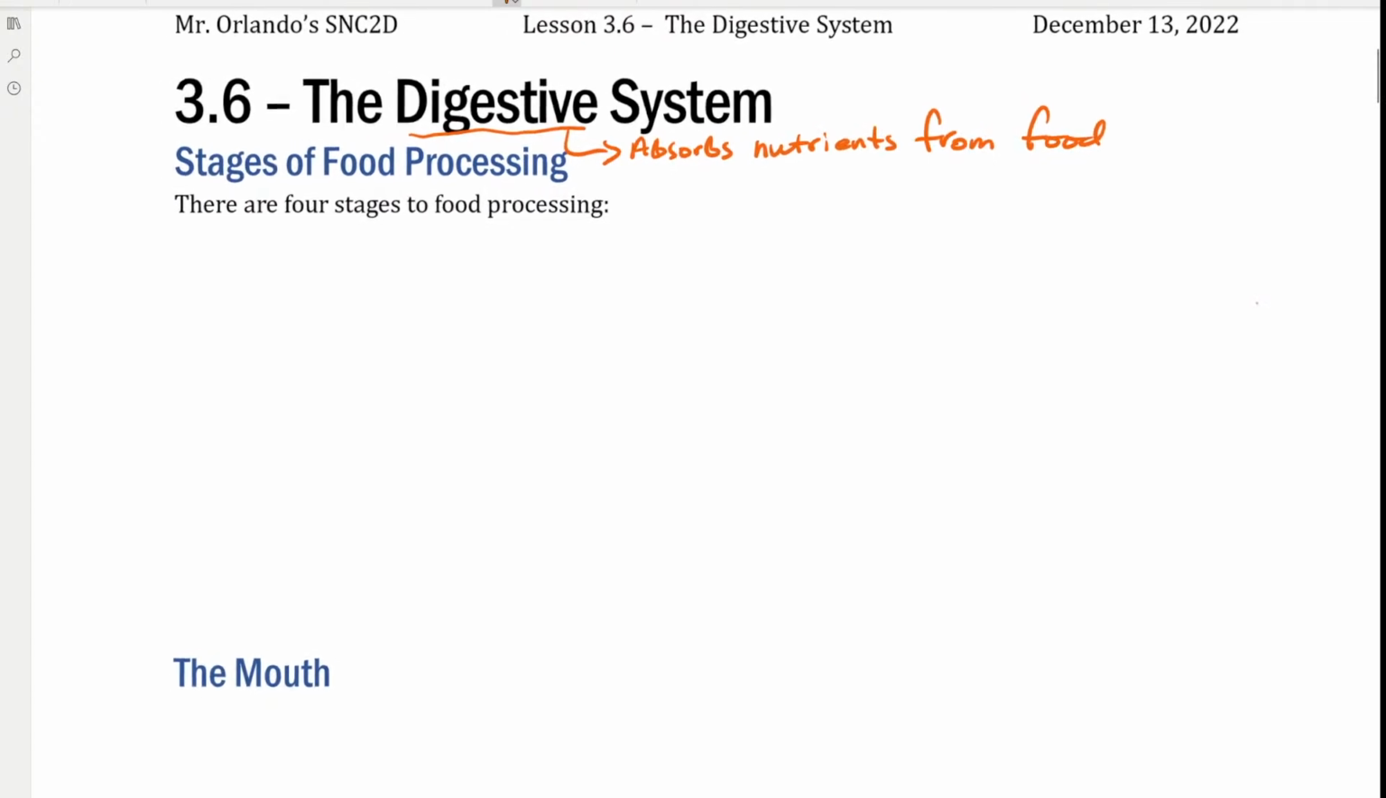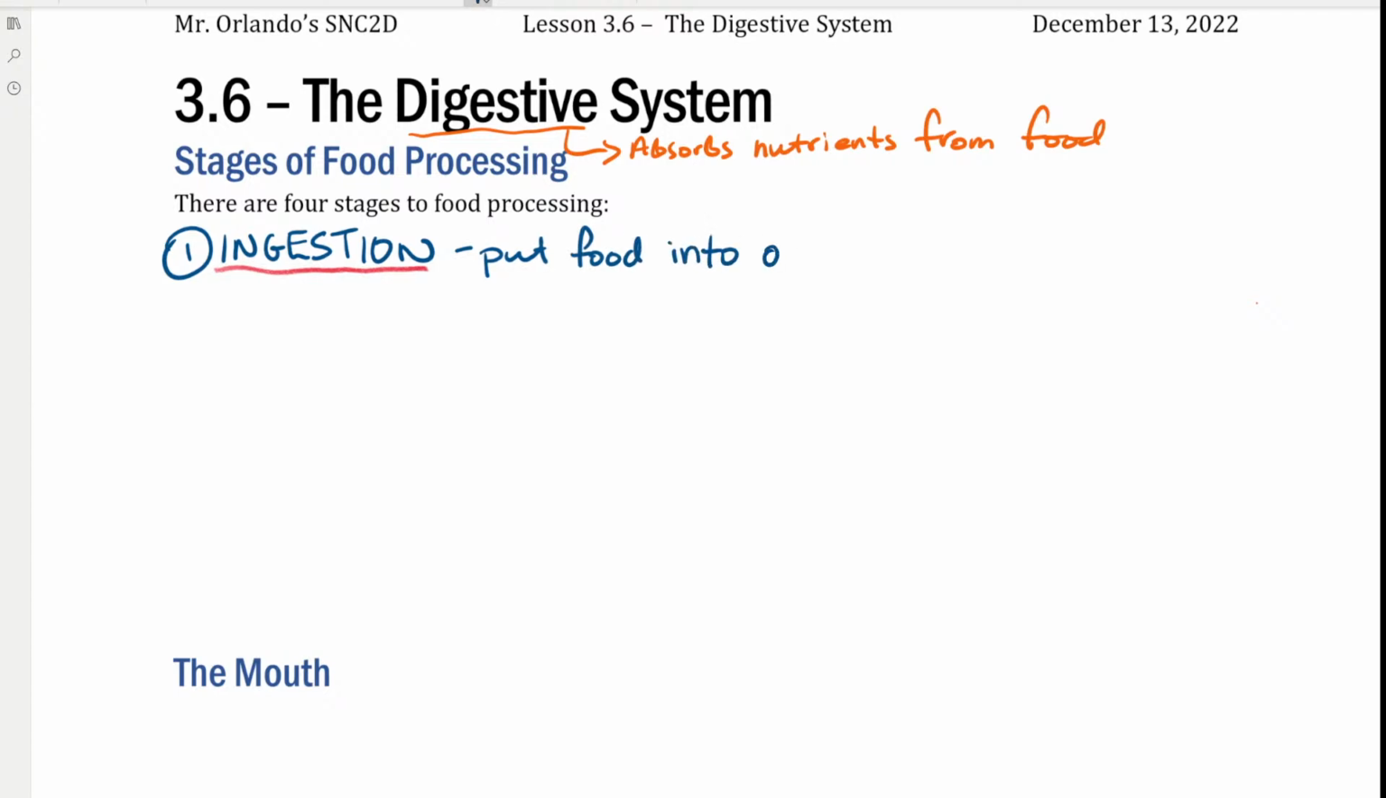So we are absorbing nutrients from food. And with that in mind, we're going to think about 4 stages that this has to happen in. You could think of 5, I guess, but the first is really we have to go out and get food. Putting that aside, the first stage is ingestion, which is as simple as saying we need to put food into our body for processing.